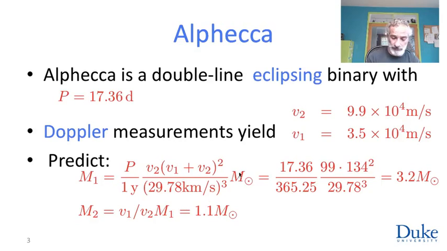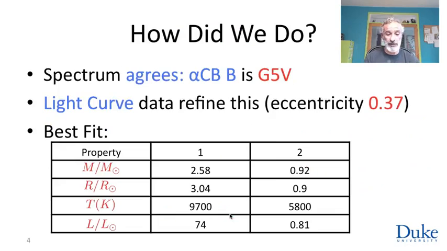Of course, this was our formula for M1. Replacing every 1 here with a 2, I get the formula for M2, and I predict that Alpha is a pair of stars, one with a mass 3 times the solar mass, one with a mass approximately a solar mass. I can compare this with my spectral measurements. Since it's a double-line binary, I see the spectra of both stars. Indeed, we talked about Alpha Corona Borealis A last time.